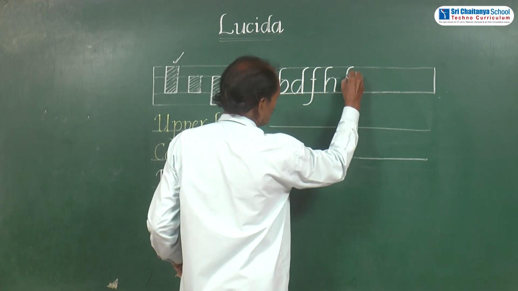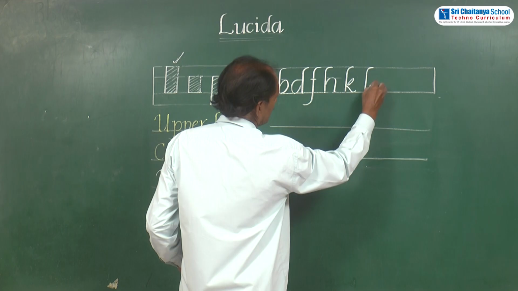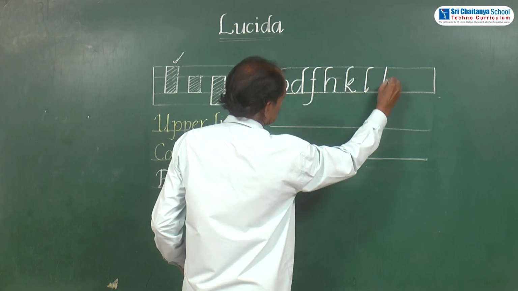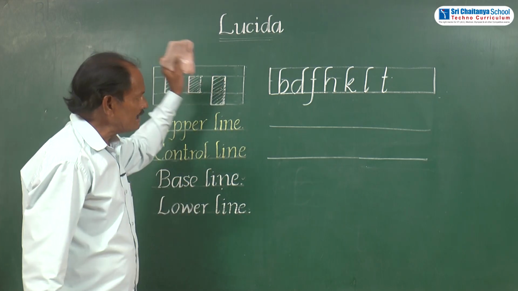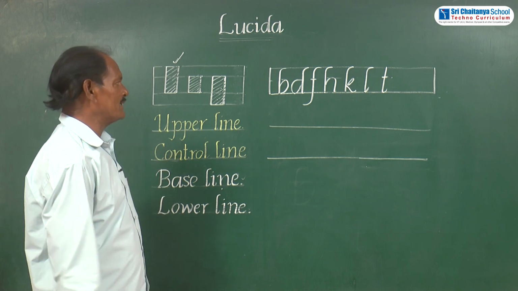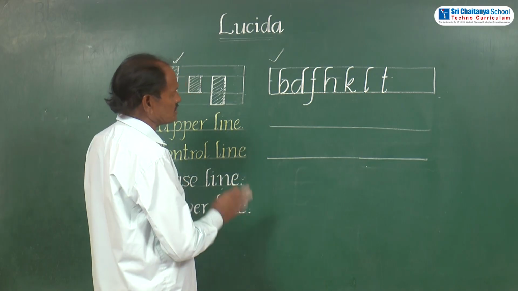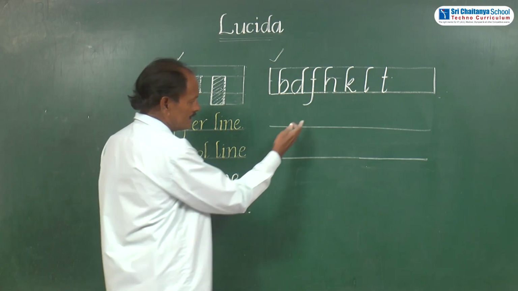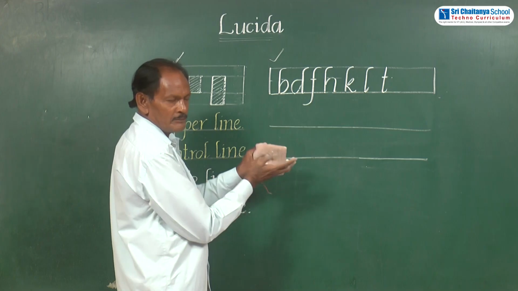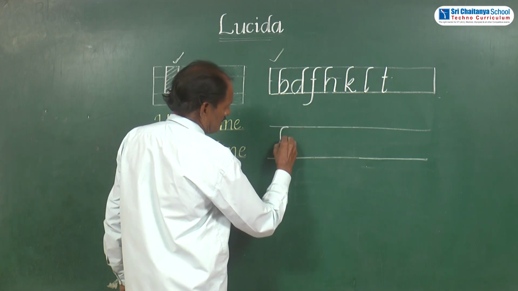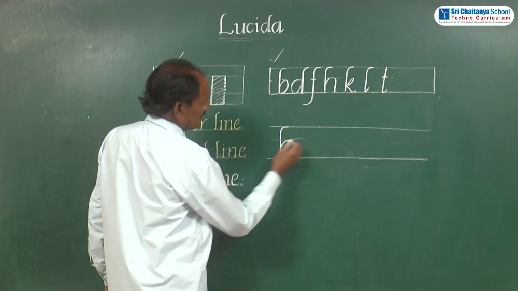K. L and T also. This is the way of writing the upper zone letters in 2 lines pattern. Perhaps these letters are very small letters. For your visual perfection, I will write these letters again on the board in the broad lines. The same lines, but I have drawn with a simple broadness. Okay. Up to the 50% of these 2 lines.